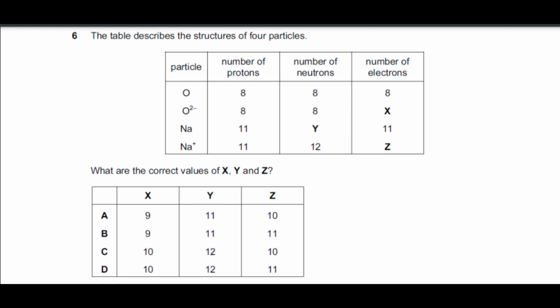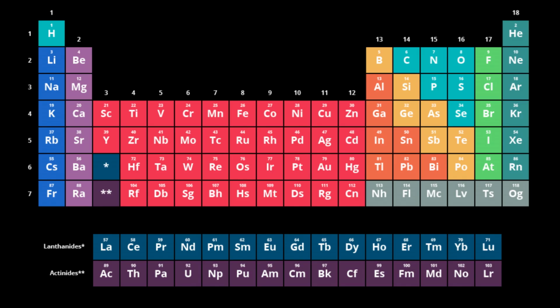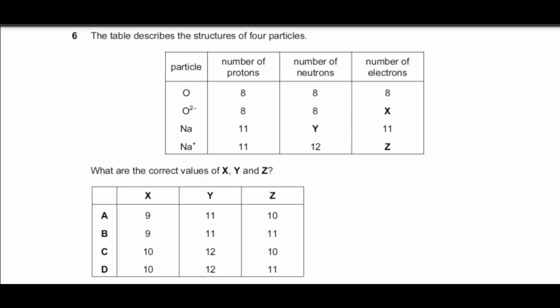Now let's see the value of Y. The value of Y says the number of neutrons. Neutrons for sodium should be 12, because looking at the periodic table, we know that sodium is 11 and 23. So 11 is the number of protons and 23 is protons plus neutrons. When we subtract 23 minus 11, we get 12. So 12 is the number of neutrons for the sodium atom.